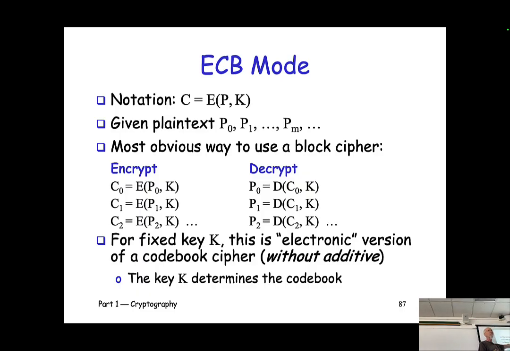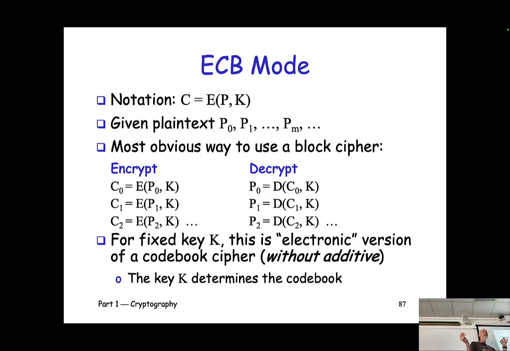We have a bunch of blocks of plain text. We encrypt a block of plain text with the key K to get the ciphertext, right? And those blocks are the same size, ciphertext and plain text. So these blocks could be anything, but they're just bits, right? Everything's bits, so we split it up into fixed size blocks of bits. Okay, so we have a block P0, P1, and so on.